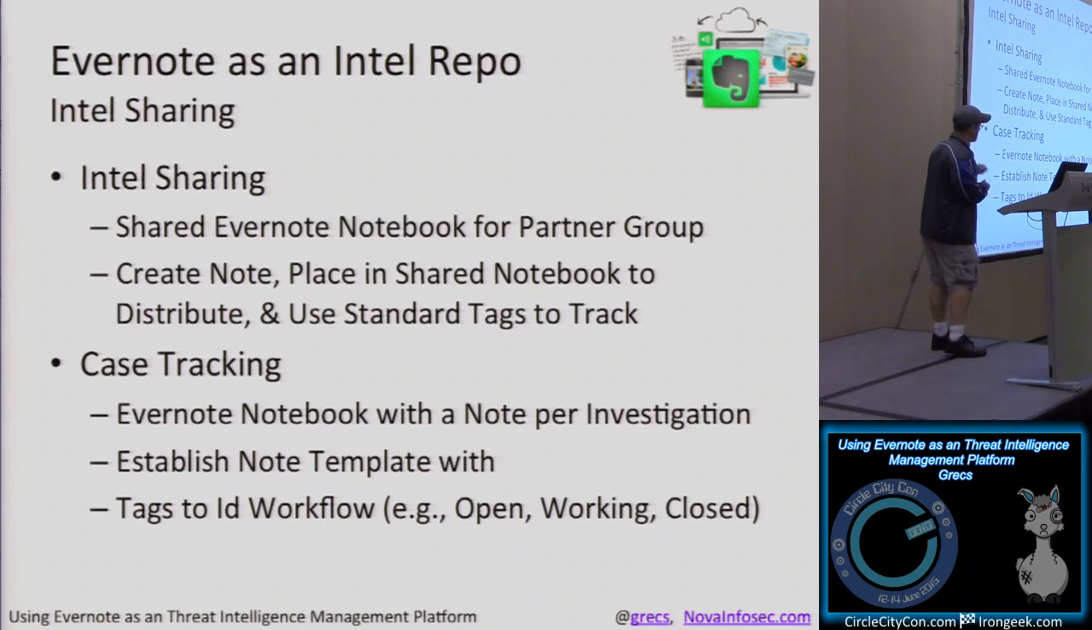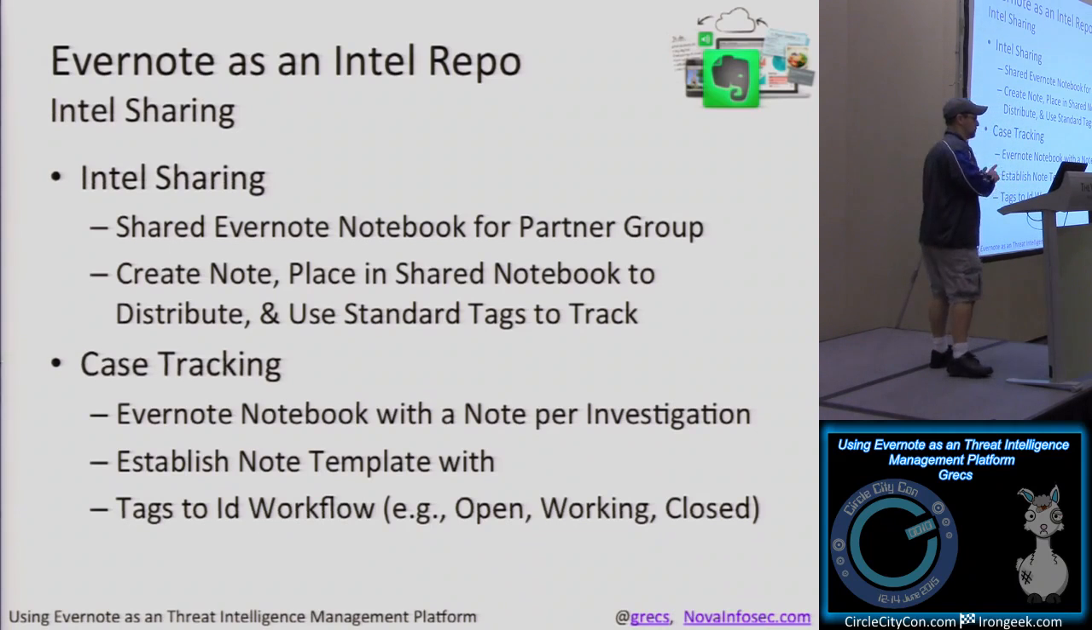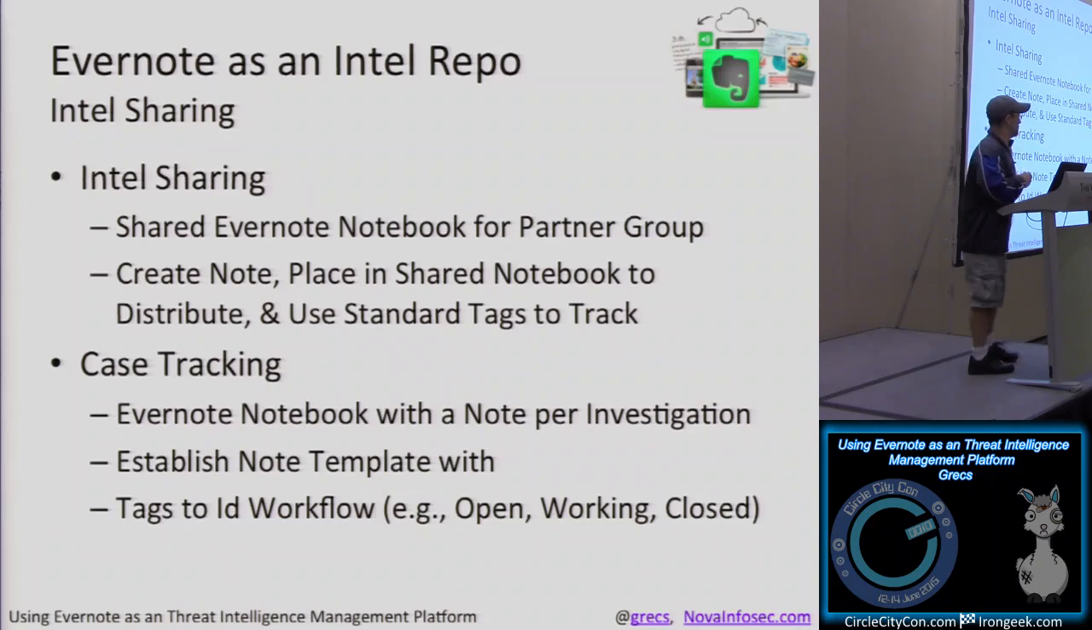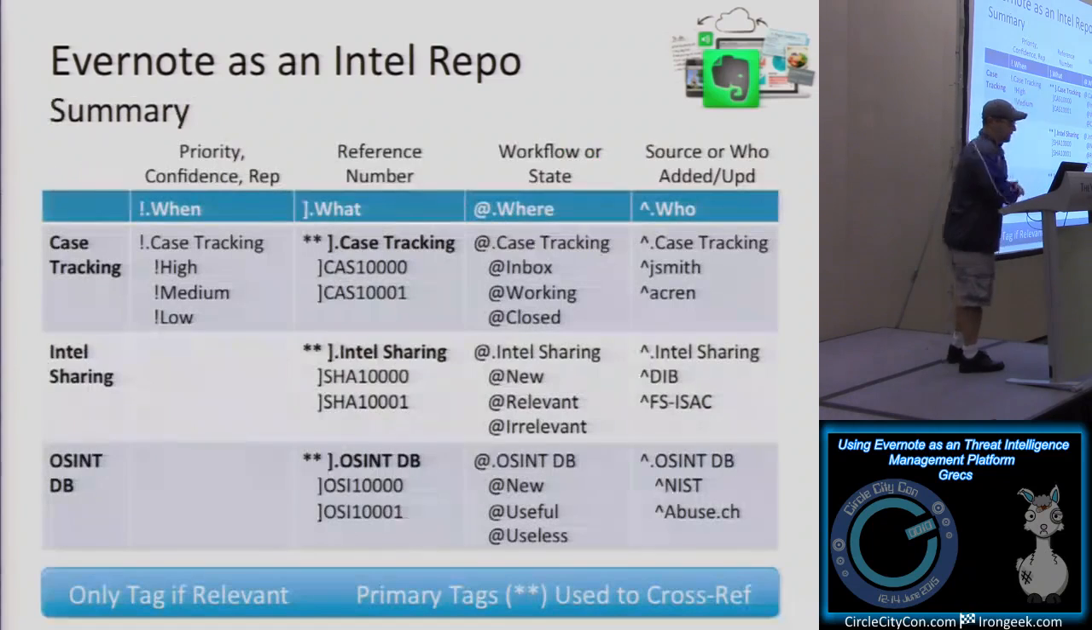And then the other use that I talked about was case tracking. So you create this Evernote notebook, and one note is a case that you're working on. Like I said, you can establish a template for that. And then tags, you would just set them up as open, working, closed, as an example. So then I could create a saved search, like, give me all the cases that are open that are assigned to me, and you can just click that and then see all the cases that you need to work on.